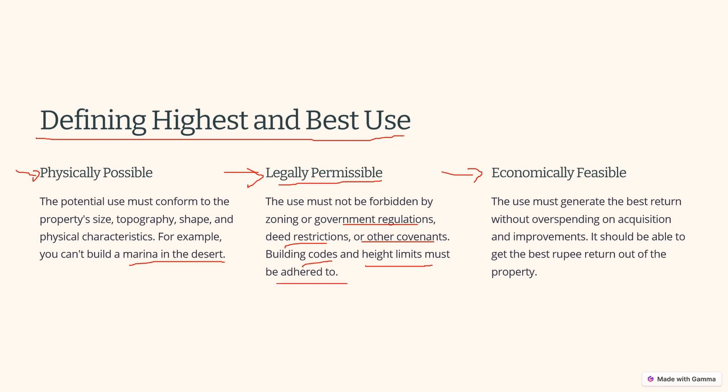And third thing, economically feasible means the use must generate the best return without overspending. This is most important. The use must generate the best return without overspending on acquisition and improvements. So it should be able to get the best rupee return out of the property.